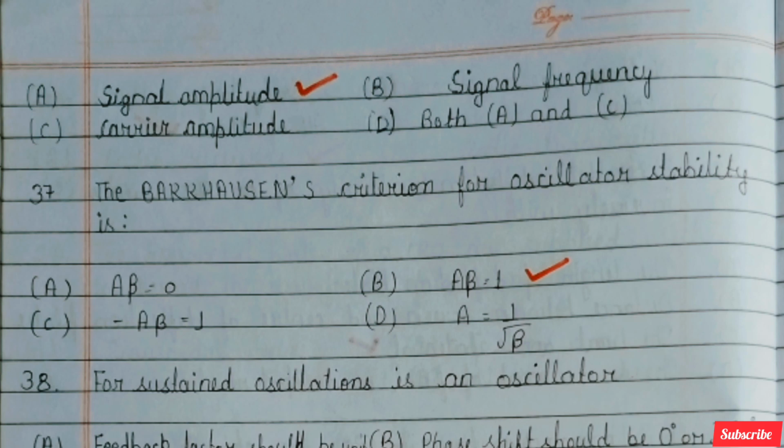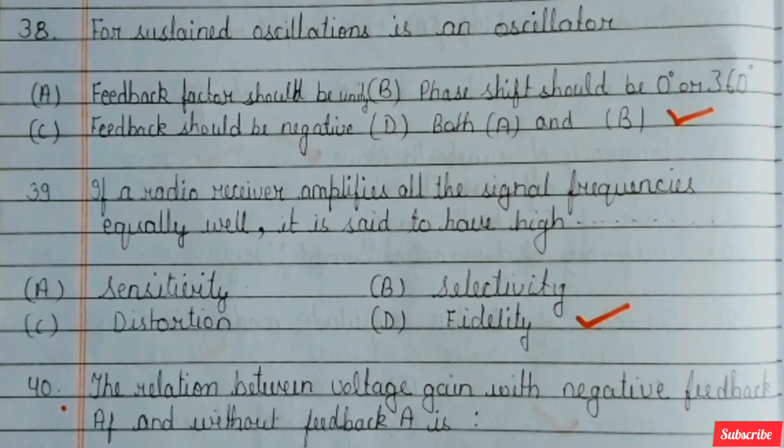Barkhausen criterion for oscillator stability. Option B is right. For sustained oscillation, an oscillator is required. Option D is right. If a radio receiver amplifies all the signals of the frequency equally well, it is said to have high fidelity. Option D is right.